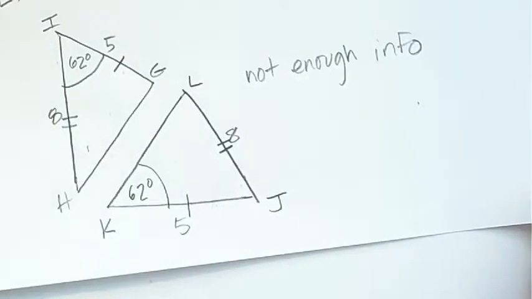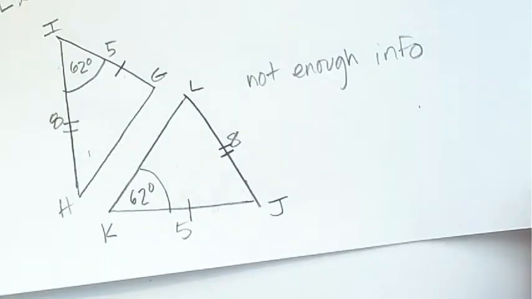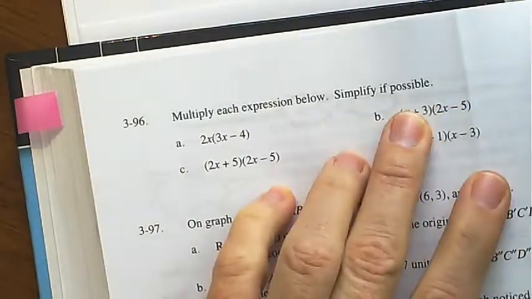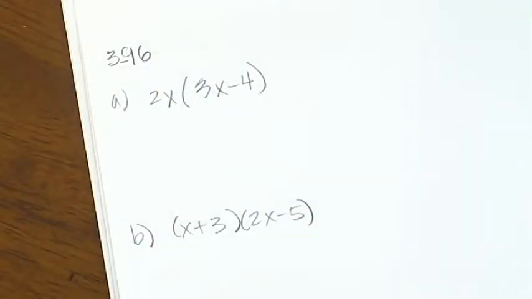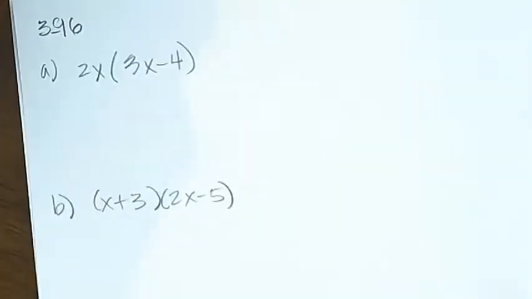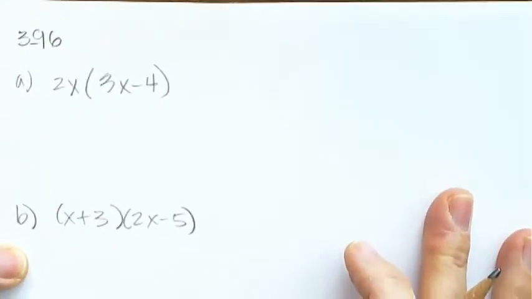Okay, I know there's a lot of drawing on this one, so pause the video when needed or if I'm going too fast. Moving on to 396. The directions say to multiply each expression below, simplify if possible. So here we have a monomial being multiplied by a binomial. Monomial just means it has one term, and binomial means it has two terms.